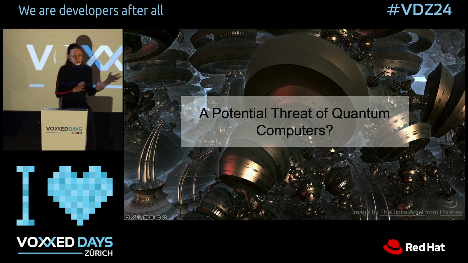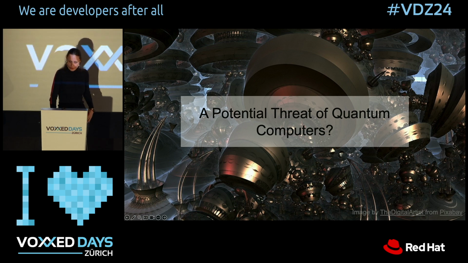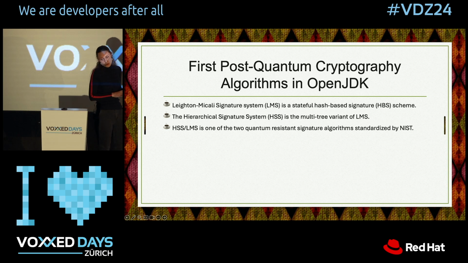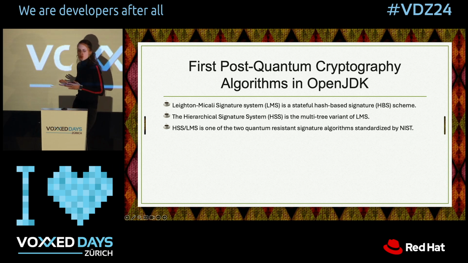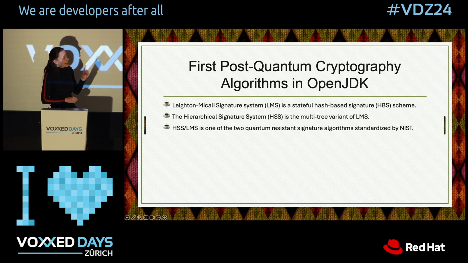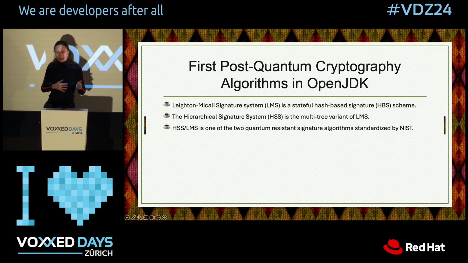Now, as these cryptographic algorithms mature, they are incorporated into the JDK as well, because they're new standards, right? So in consequence, the Java 21 release also brought the integration of the first post-quantum cryptography algorithm in the OpenJDK. And that one is called HSS/LMS. And I explained in the slide what HSS and LMS stand for.